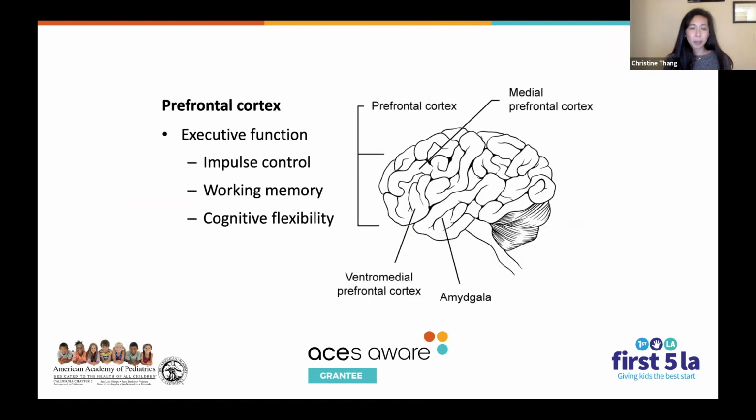The next area is our prefrontal cortex, and this is your executive function area. It's in charge of impulse control, working memory, cognitive flexibility, thinking. From being exposed to toxic stress and trauma, this, again, is not prioritized because you don't have the opportunity to think rationally. You want to, if anything, react to the situation instead of using your impulses and your cognitive flexibility.